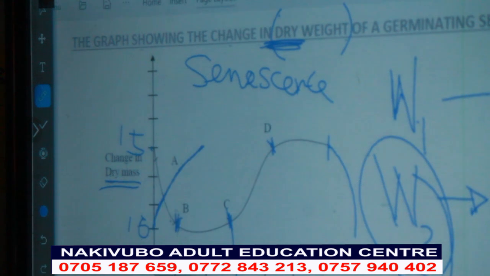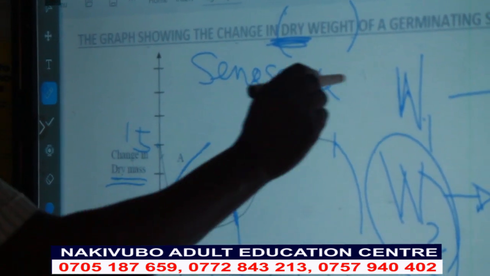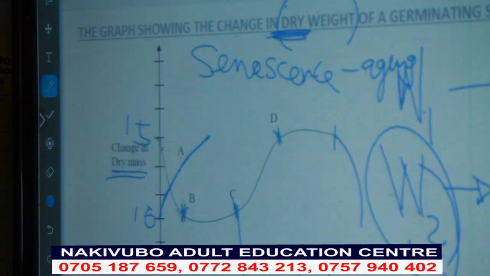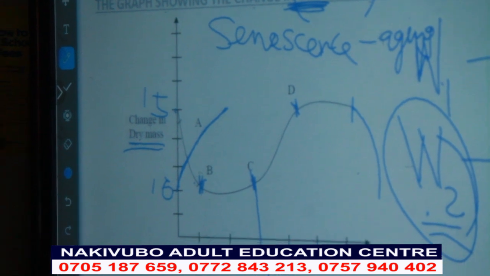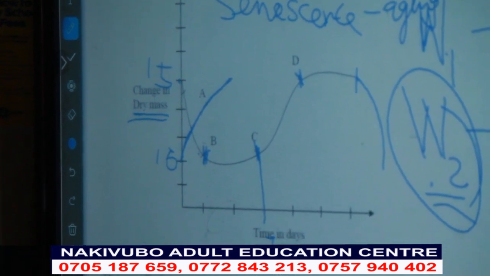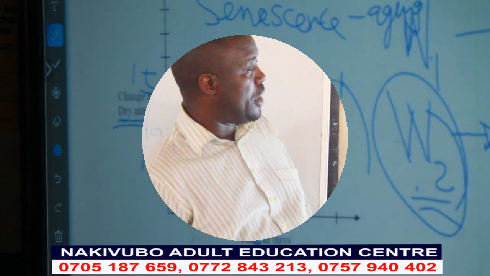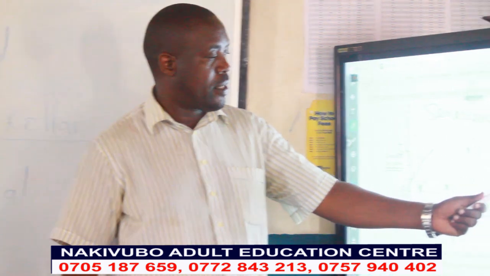Senescence. The process of aging. So during senescence, the growth reduces. Senescence begins to take place.